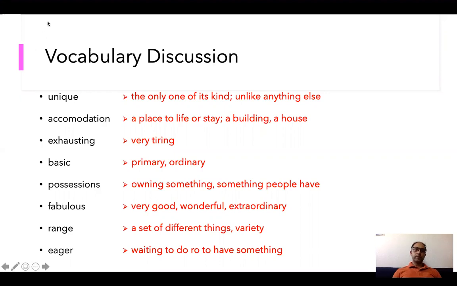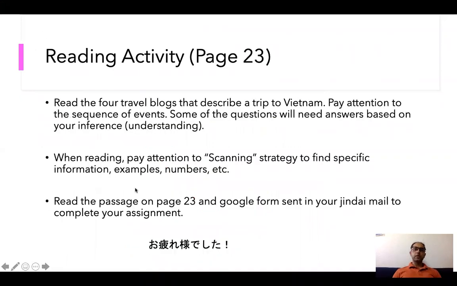Next one would be just a slide for you. Read the 4 travel blogs that describe a trip to Vietnam. On page 23 again, please read the travel blogs. Pay special attention to the sequence of events, the series of events. What happens first? What happens next? Because some of the questions will need answers based on your inference. Later on, you'll have to provide answers through Google Forms, and sometimes you don't have the exact answer. You have to guess the answer based on your reading.